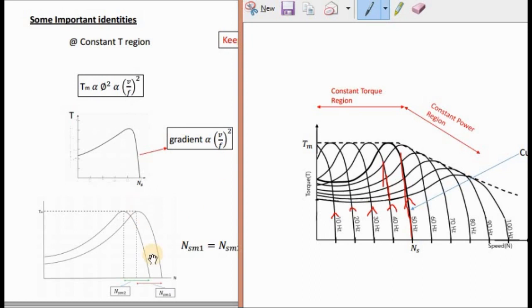And another important thing is, if you measure from the pull out torque speed, the distance between the pull out torque speed and the synchronous speed is the same as in another graph. That's almost the same, right? You can take that one as the same value.